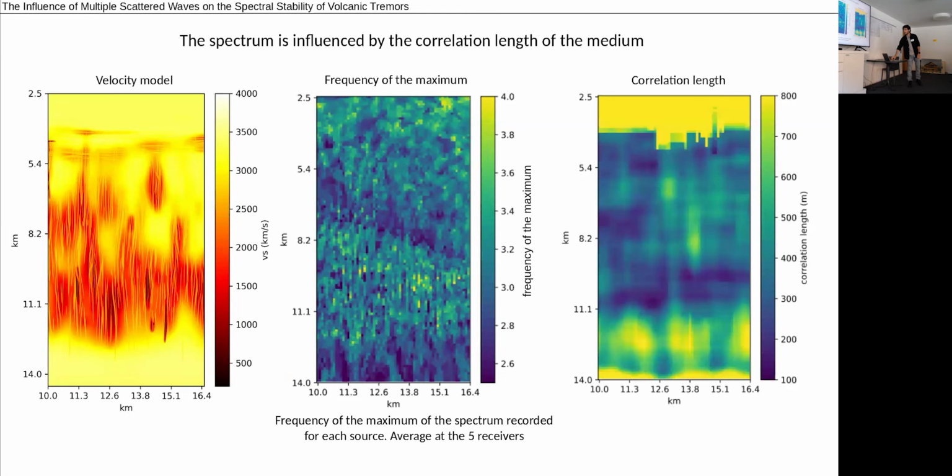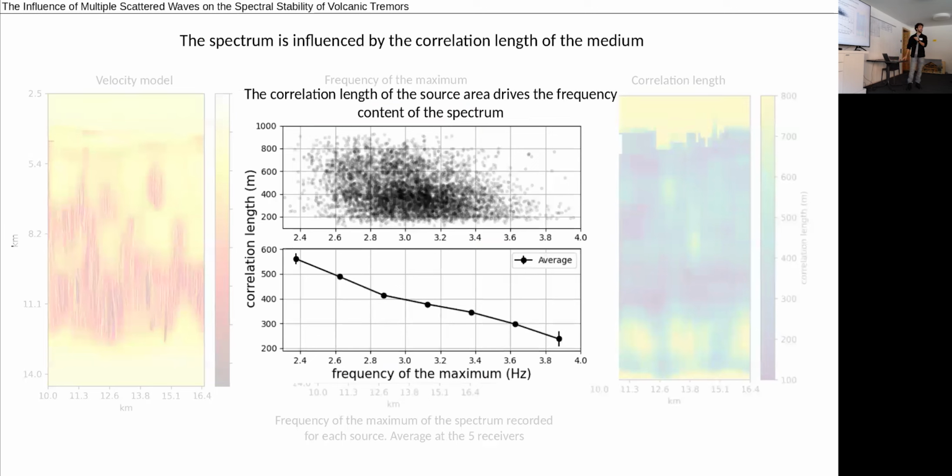We tried to relate it to the correlation length of the medium. So we compute the correlation length for each one of the source positions in a certain range. That's why it looks a bit smoothed, let's say. And when we plot the correlation length as a function of the frequency of the maximum, we obtain something like this. So here we see all the points, and then we just bin the signal, averaging in frequency ranges. And what we notice is that when the correlation length is higher, the frequency goes lower, and the other way around.